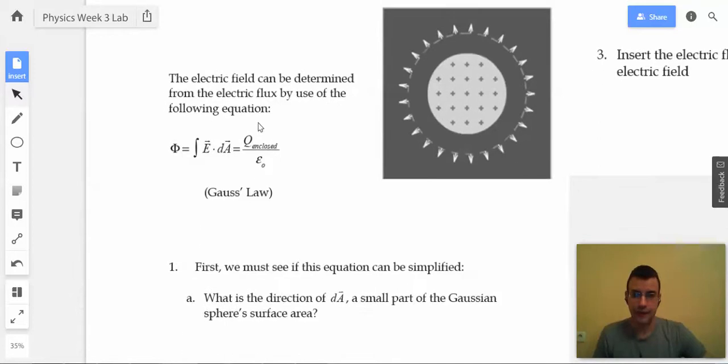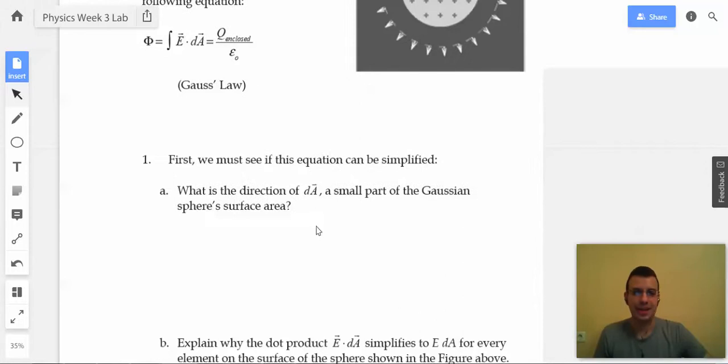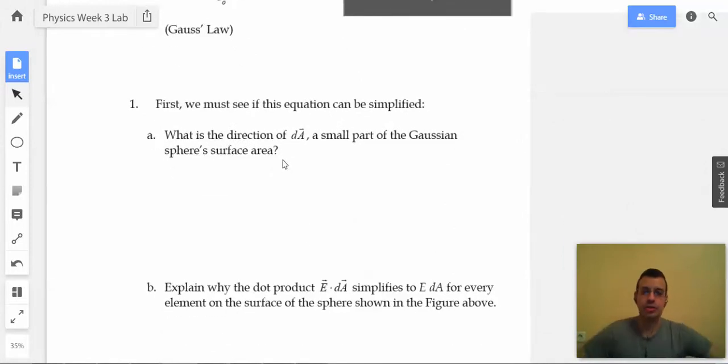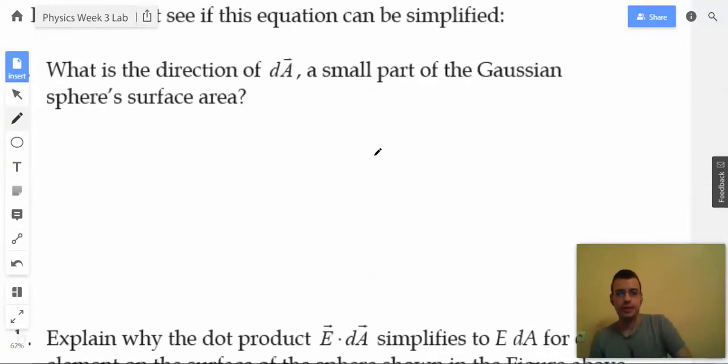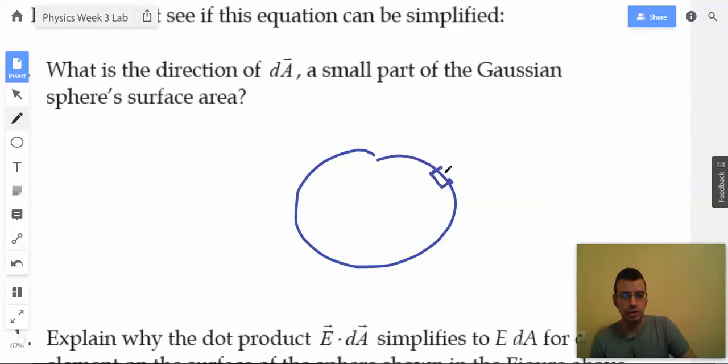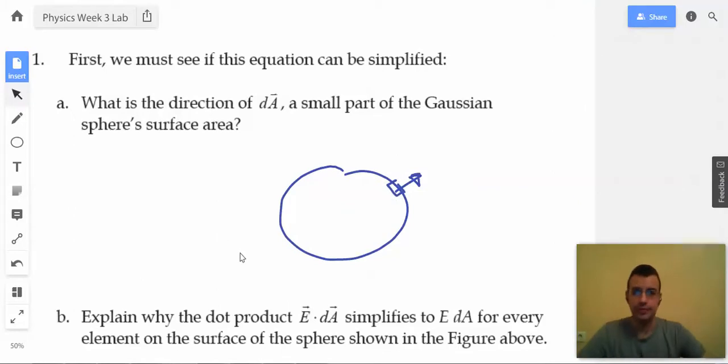The electric field can be determined from the electric flux by using the following equation. True. I like the way I write it better, but we'll go with this. First, we must see if this equation can be simplified. What is the direction of dA, a small part of the Gaussian sphere's surface area? For this sphere, it'll be radially outward. It'll be perpendicular to the surface area pointing outward. That might even actually be the real definition. So radially.